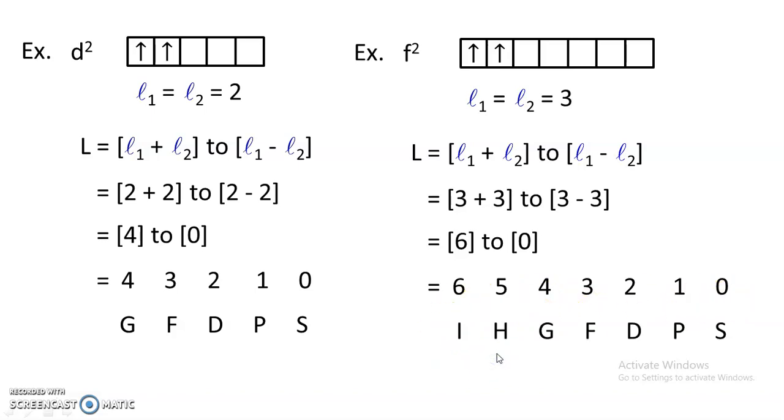The corresponding state symbols are I, H, G, F, D, P, S. Or from this side, when we have L values 0, 1, 2, 3, 4, 5, 6, then the possible state symbols are S, P, D, F, G, H, I. So these are the state symbols.